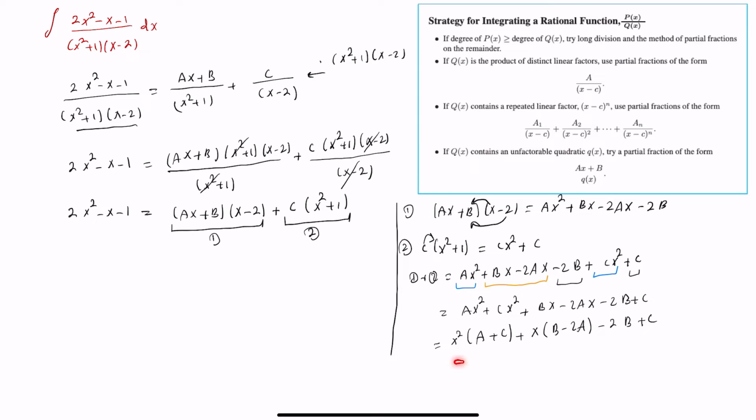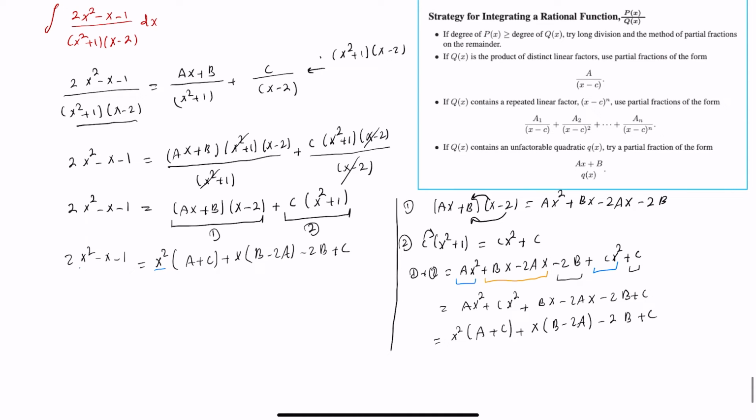Now remember, this term in here is equal to this term in here. So we have x squared times a plus c, plus x multiplied by b minus 2a, and then minus 2b plus c. And then on the left side, we have 2x squared minus x minus 1. So now I'm going to equate the coefficients. I'm going to look at the x squared on both sides and equate their coefficients. Then I'm going to look at the x term on both sides and equate their coefficients. And then I'm going to look at the constant on the right side and equate it to the left side.